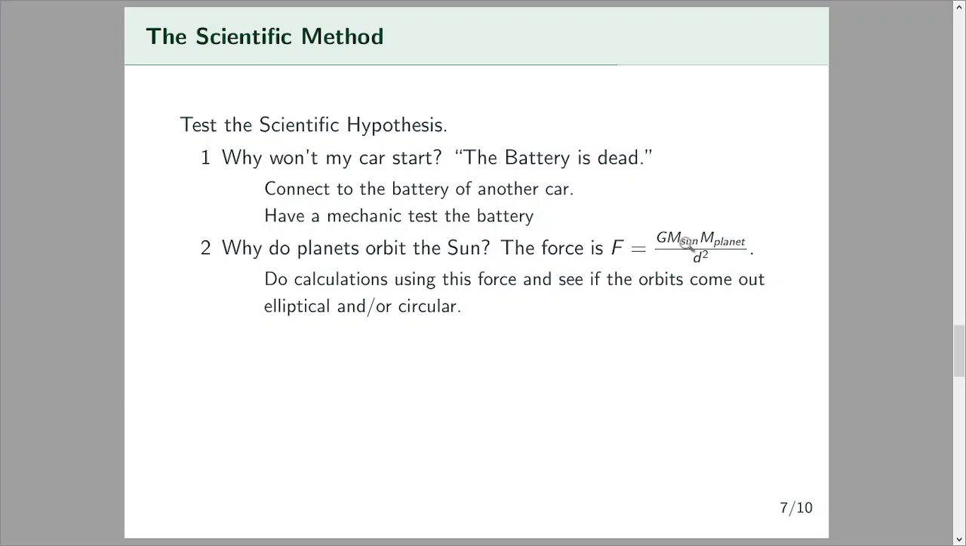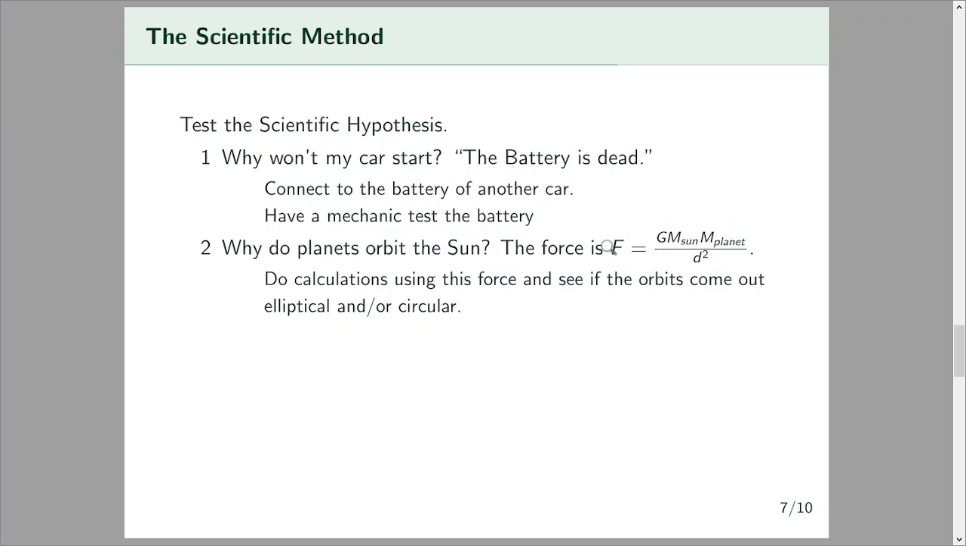And so instead of having the sun's mass here, I'd have the Earth's mass where it says M sun, and where it says M planet, I would have M moon, and I would have the Earth-moon distance in this D. And then I could do calculations with that and see if that in fact explains what the moon is doing as it orbits the Earth. And so there are lots of ways I can test this formula.